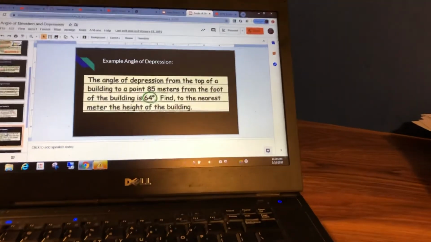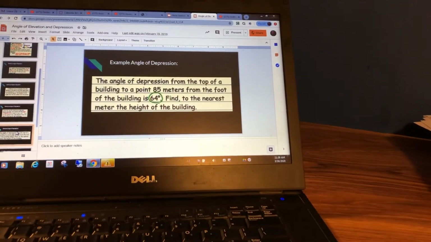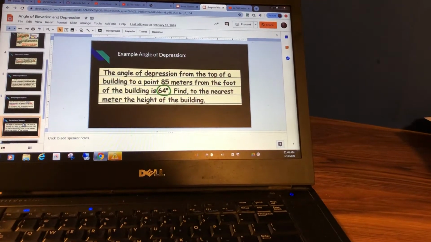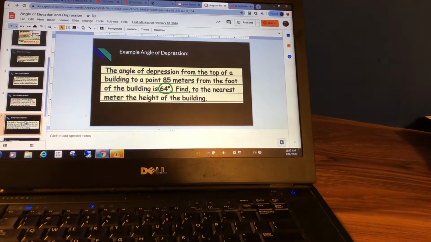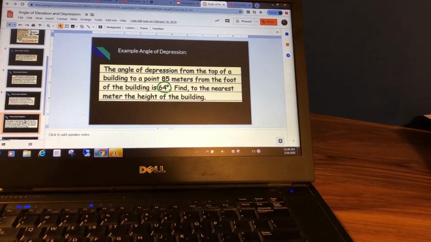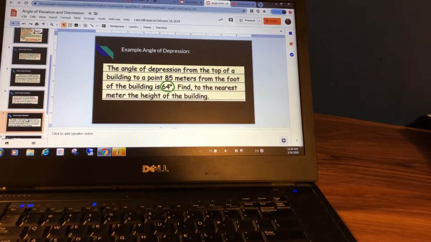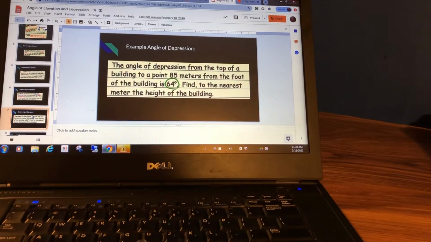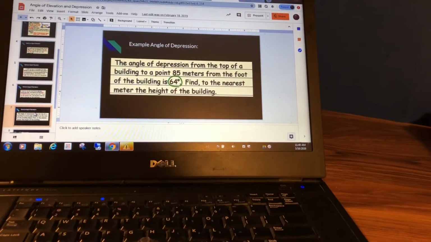Okay, in this problem we're going to review how we find the angle of depression, or do an angle of depression problem. It says the angle of depression from the top of a building to a point 85 meters from the foot of the building is 64 degrees. Find, to the nearest meter, the height of the building.